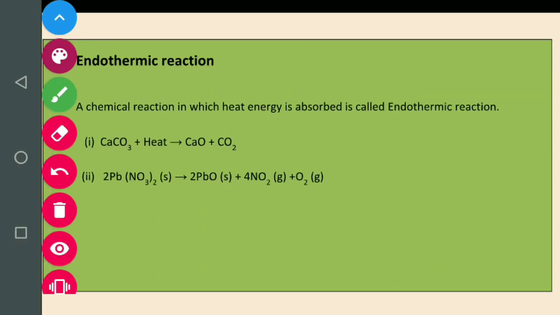Now next, endothermic reaction. A chemical reaction in which heat is absorbed is known as endothermic reaction. We can take the example here, calcium carbonate. When we give heat, it gives you calcium oxide plus carbon dioxide. Next example, we can take lead nitrate. When heated, it gives you lead oxide plus nitrogen dioxide plus oxygen.